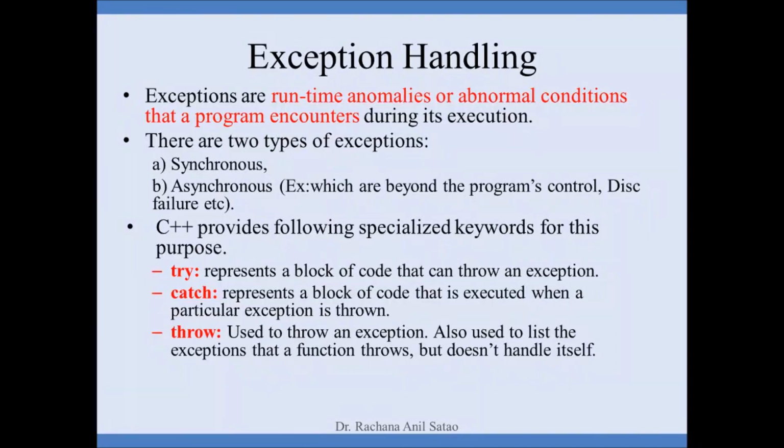So there are many conditions in a running program which are not expected as per the programmer's development or as per the user's convenience. So these conditions are called anomalies or abnormal conditions. Now these exceptions can be of two types: synchronous exceptions or asynchronous exceptions. Asynchronous exceptions are beyond the program's control. For example, a disk failure, a kind of hardware failure which cannot be detected by a program, and an asynchronous exception occurs. Synchronous exceptions are the runtime conditions which can be handled by the program.